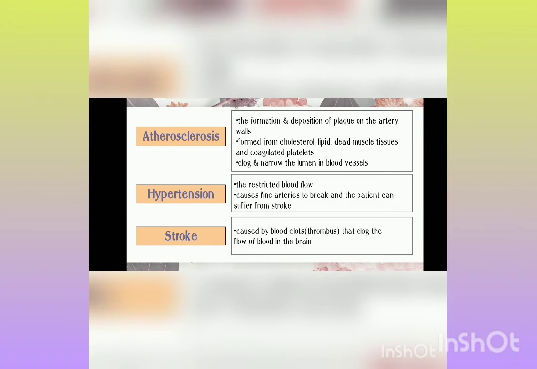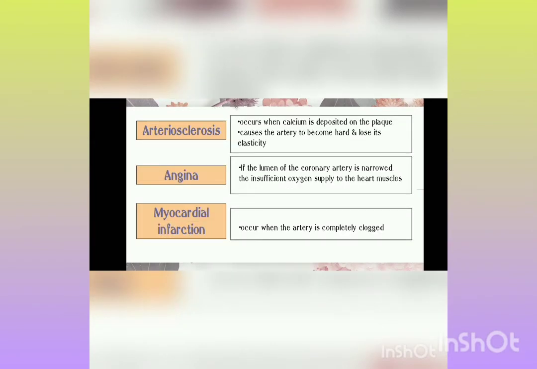The second one is hypertension, which is caused by the restricted blood flow. Hypertension causes the fine arteries to break and the patient can suffer from stroke if this happens in the brain. Stroke also caused by blood clots, which is thrombus that clog the flow of blood in the brain. Next is Arteriosclerosis.